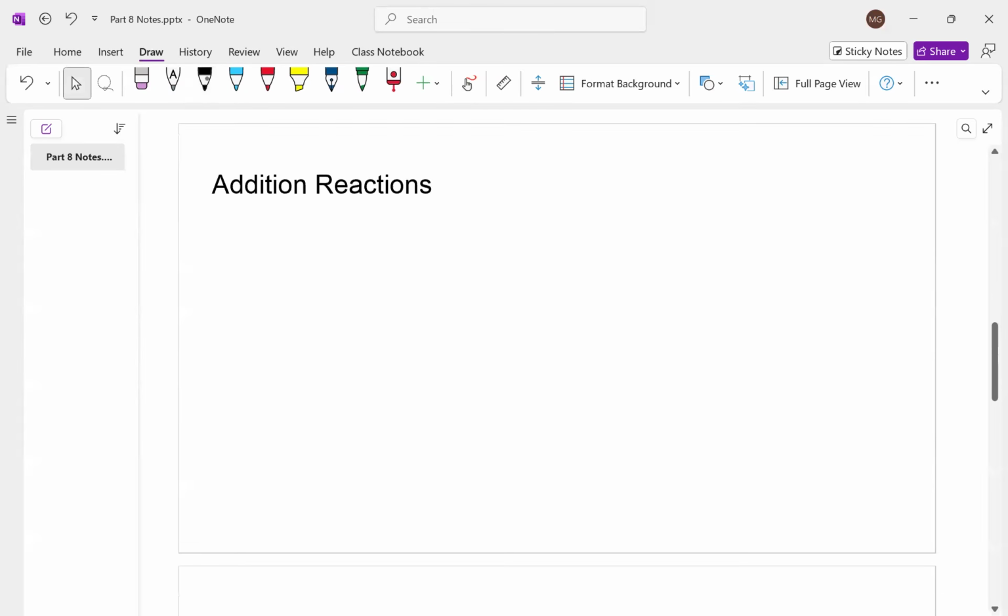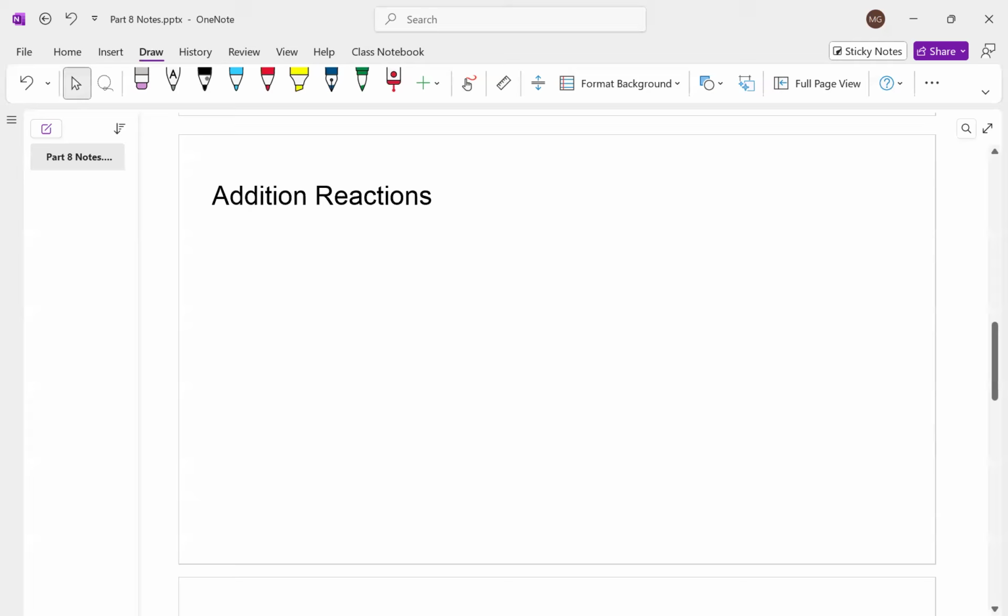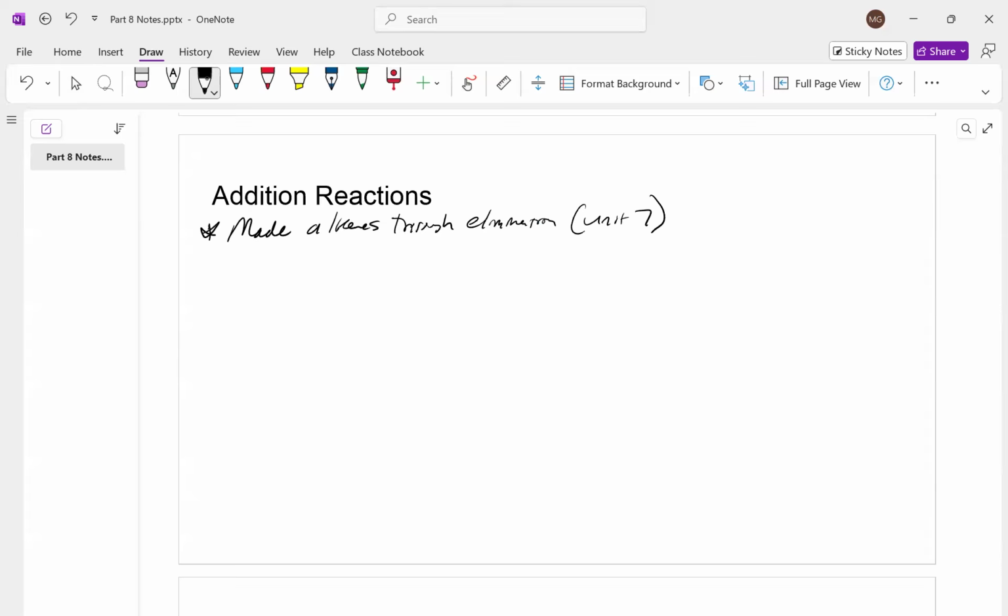So let's jump right into what we're going to be talking about for most of this unit, and that's the reactions of alkenes. One of the most typical reactions alkenes undergo are known as addition reactions. Now, let's recap a little bit what we've done with alkenes so far. In the previous unit, we made alkenes through elimination. So that was unit 7.